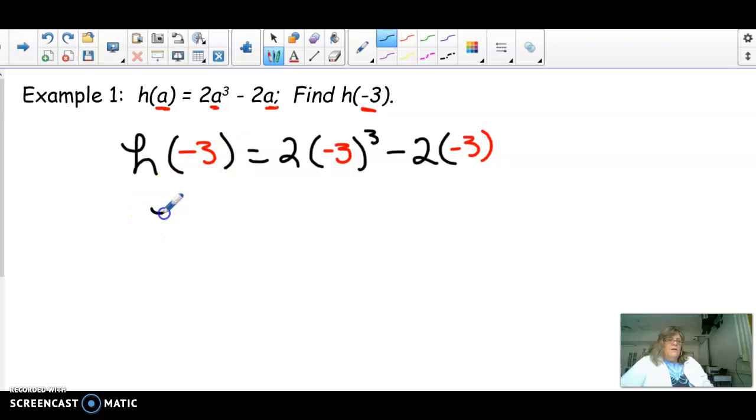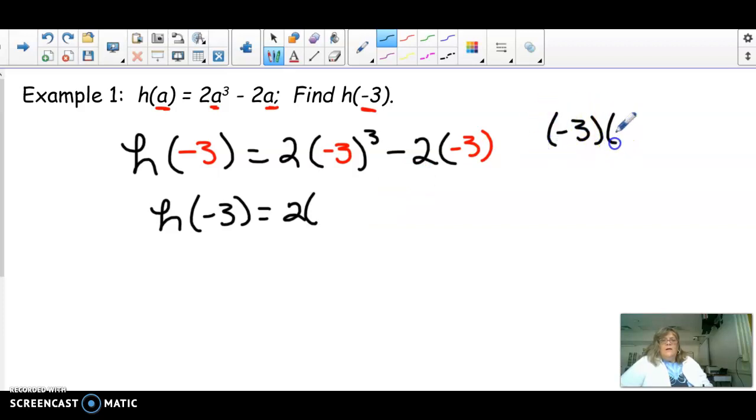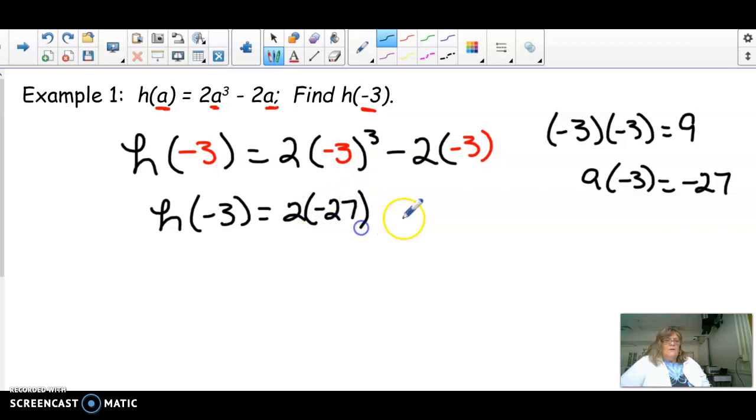So when we go to solve this, h of negative 3 is equal to 2 times, well, the first thing I'm going to do is raise negative 3 to the third power. Negative 3 times a negative 3 is a positive 9, and a positive 9 times a negative 3 is a negative 27. So negative 3 to the third is a negative 27. And then negative 2 times negative 3 is a positive 6.